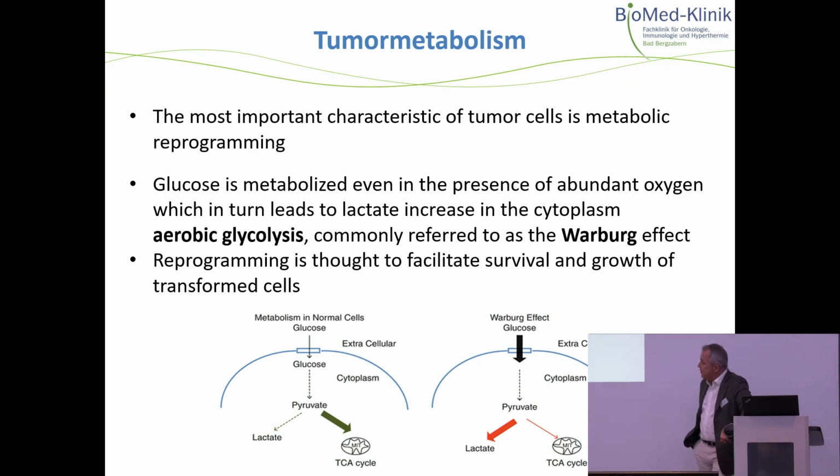In tumor metabolism it is quite different, because the most important characteristic of tumor cells is metabolic reprogramming. Glucose is metabolized even in the presence of abundant oxygen. That means the tumor cells don't use the glucose for oxidative phosphorylation, but they just produce lactate. And why it is so, I will tell you later. This is called aerobic glycolysis, and this is the Warburg effect. This was a Nobel Prize, which was awarded in 57 or something like that. What? 1932. Thank you very much. And the reprogramming is thought to facilitate survival and growth of transformed cells.